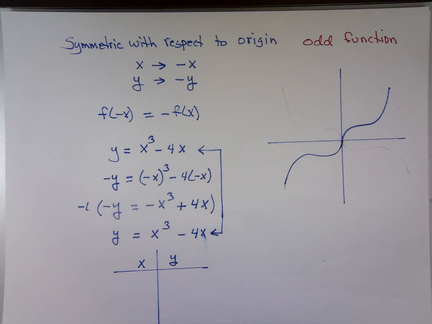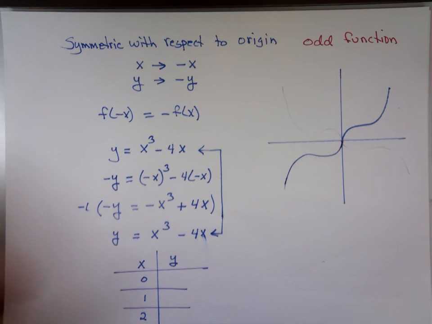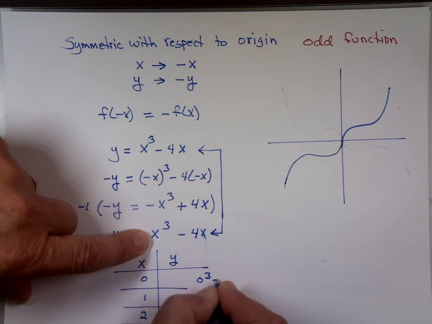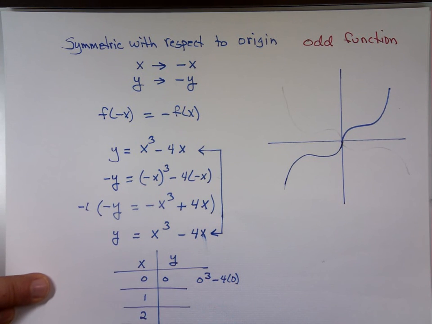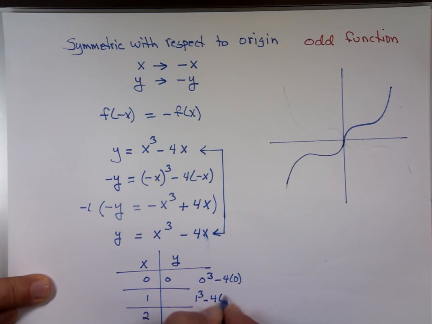0, 1, 2, 3. That's all I need. Few points. When x is 0, what is 0 cubed minus 4 times 0? That looks like a 0. When x is 1, what's 1 cubed minus 4 times 1? 1 cubed is 1, that's a negative 4. What's 1 minus 4? Negative 3, okay.